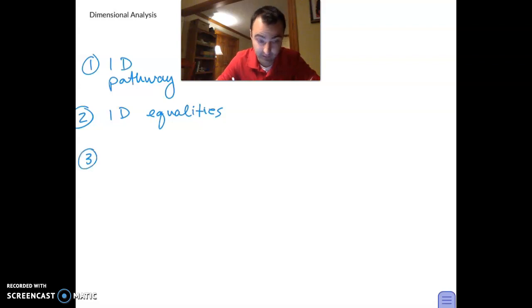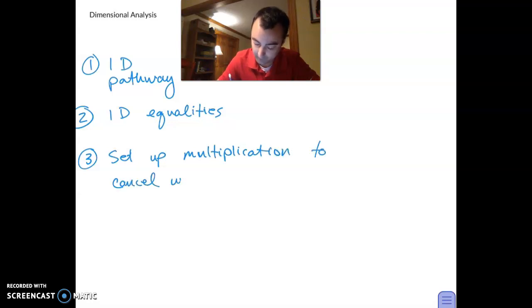And the last step is to set up multiplication in a way that allows the units to cancel. Okay, so you want to set up these, they look like fractions, but they really are all equal to 1.